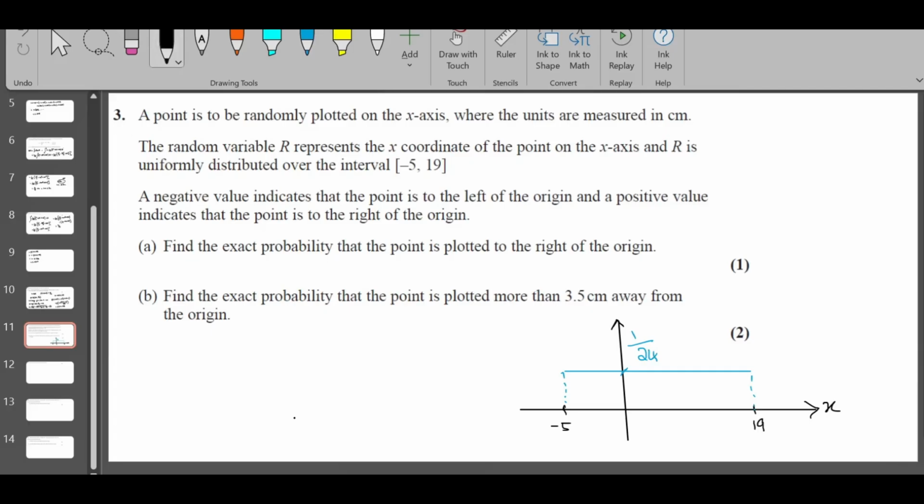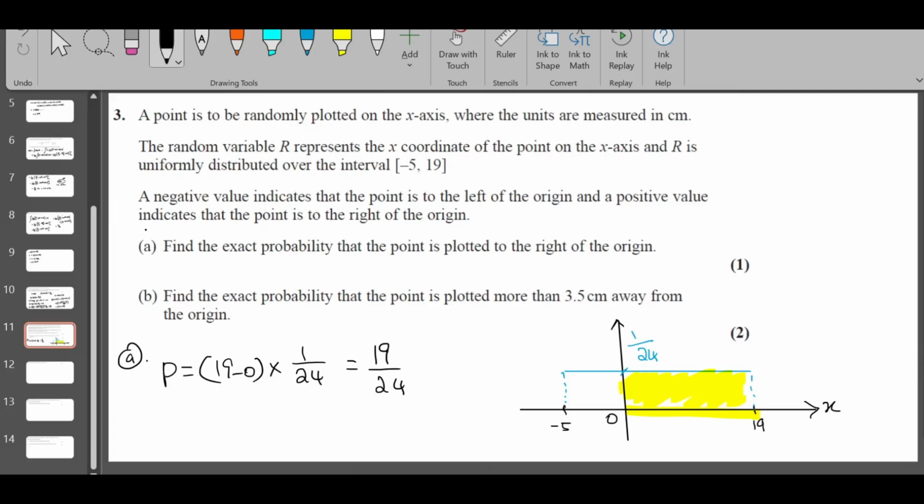A negative value indicates the point is on the left of the origin. A positive value indicates the point is on the right of the origin. Part A, find the exact probability that the point is plotted to the right of the origin. That means the point is plotted here. So it's basically in uniform distribution, finding the area of this, which is the probability: the base is 19 minus 0 times the breadth of the rectangle, 1 over 24, so 19 over 24. That's the answer for part A. Just a 1 mark question.